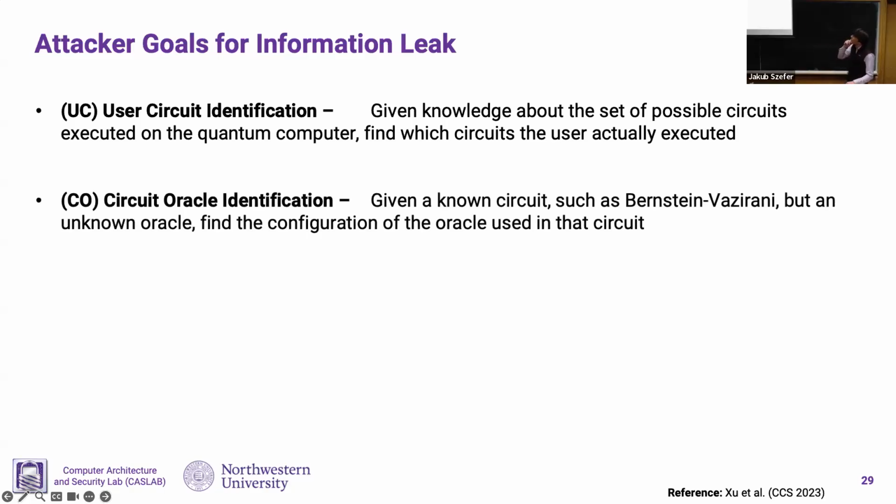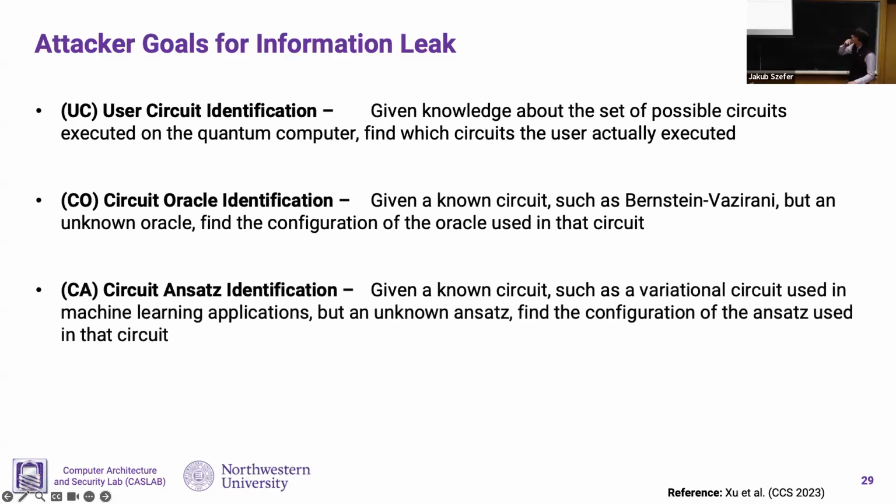Another potential goal of the attacker might be, instead of identifying the circuits, to identify what's called either an oracle or an ansatz. Basically, in quantum circuits, you have a subcircuit. It might be like an oracle that repeats itself, but the parameters of that circuit can be different. So the user might want to identify the type of oracle or the ansatz in your circuit.